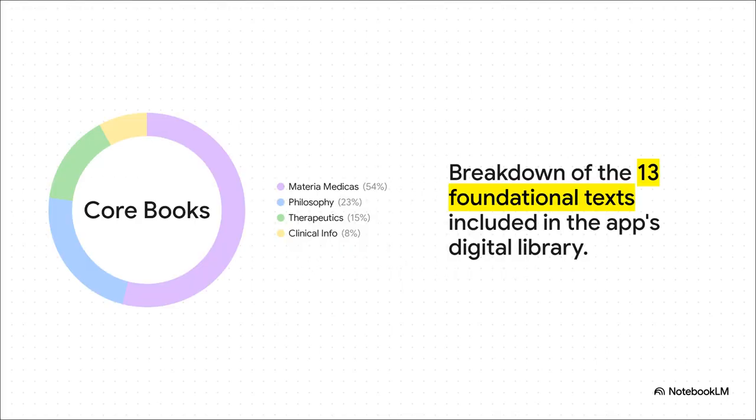And it's not just about symptoms. The app also has 13 complete foundational books digitized. You can see, more than half are Materia Medicas, but it's also got key texts on philosophy and therapeutics from some of the biggest names, like Hahnemann and Kent. It really makes for a well-rounded collection.